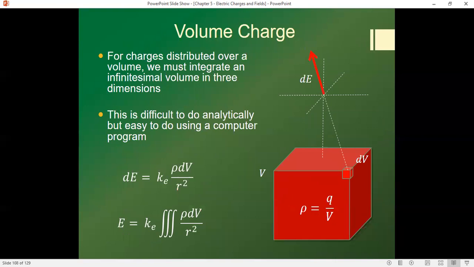If we have a volume of charge, you're just going to follow the same procedure. Instead of integrating along a line or over an area, we're going to do it over an entire volume. So we're going to look at all these little infinitesimal volumes that make up whatever object we're trying to calculate the electric field from, and again, come up with some expression.